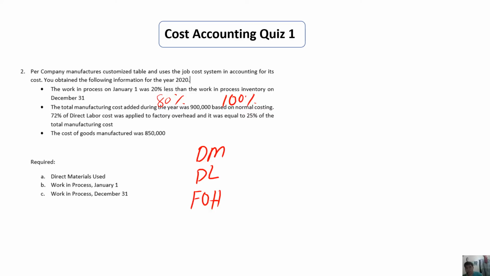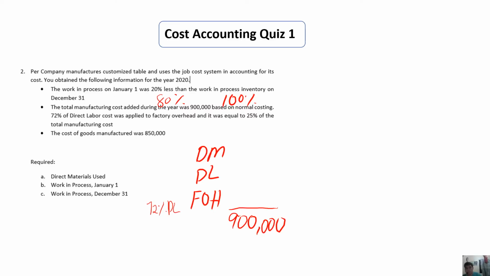So ang nawawala po ay yung direct materials. Based dun sa ating problem, binigay na po ang total manufacturing cost, so di na tayo kailangan mag-isip, ilalagay mo na lang 900,000 pesos. Sabi daw dyan, another statement, 72% of direct labor cost was applied to the factory overhead. So ilagay mo lang sa gilid: 72% daw ng DL ay factory overhead.